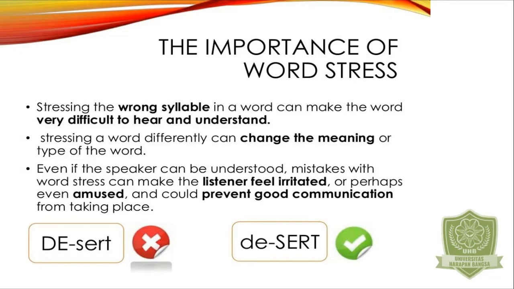Stressing a word differently can change the meaning itself, or the type of the word, even if the speaker can be understood. Mistakes with word stress can make the listener feel irritated or perhaps even amused, and could prevent good communication from taking place. Here are some examples: desert and dessert. You can listen to the difference.